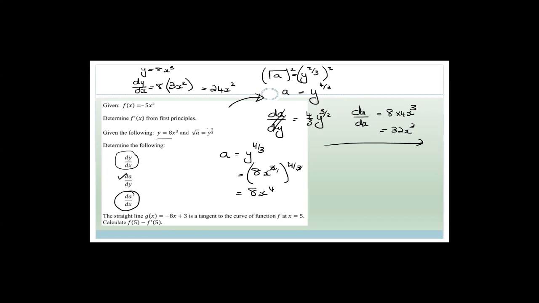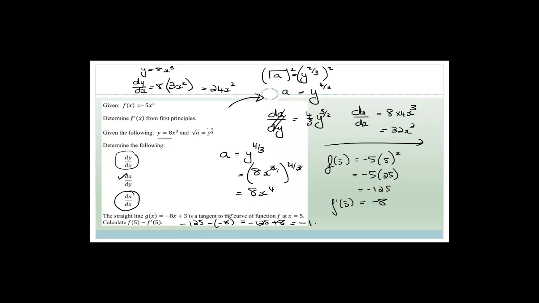So do you agree that f of 5 is just going to be minus 5 times 5 squared, which is minus 5 times 25, which equals minus 125. That's easy. f dashed of 5 is going to equal minus 8. Do you see that? The value of f dashed at 5 is going to be the gradient of this equation, which is minus 8. So therefore we want minus 125 minus minus 8, which is minus 125 plus 8, which is going to be minus 117.